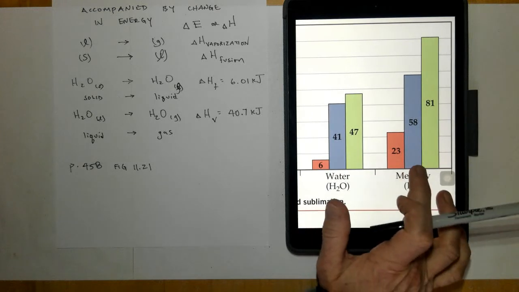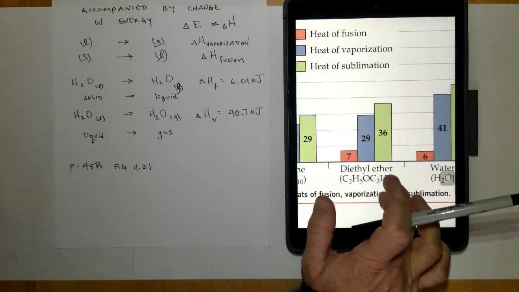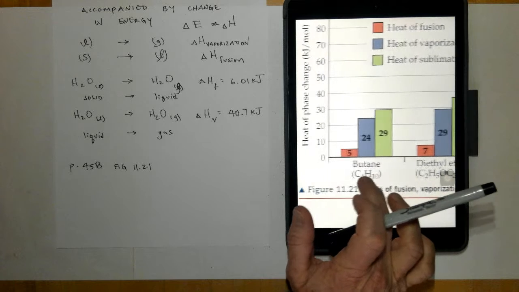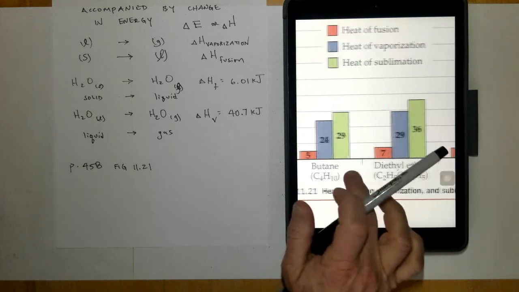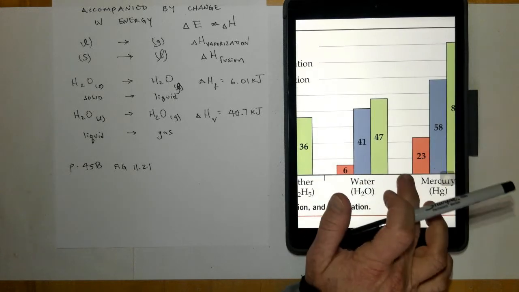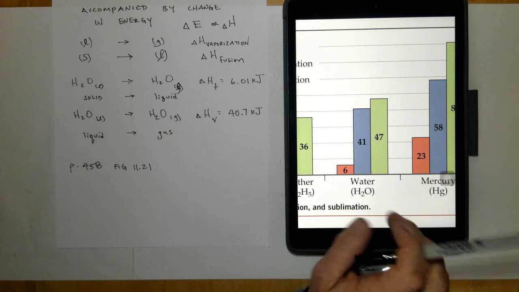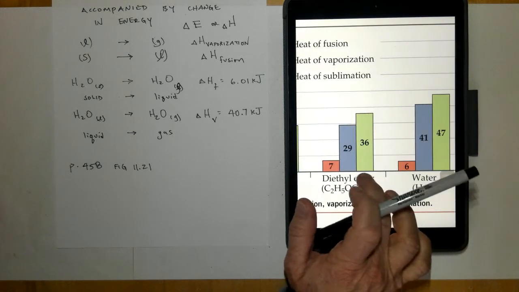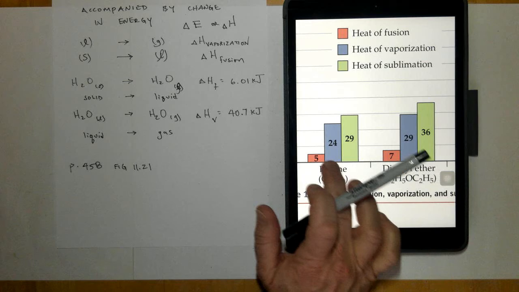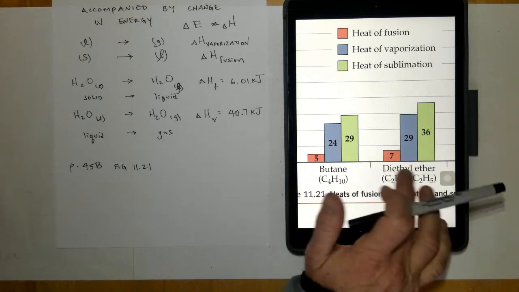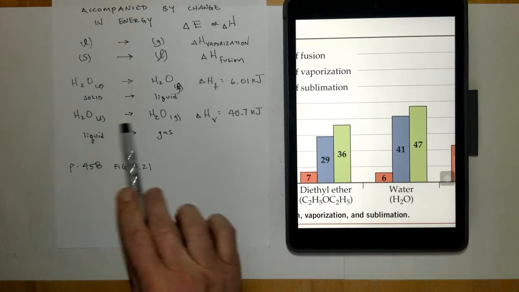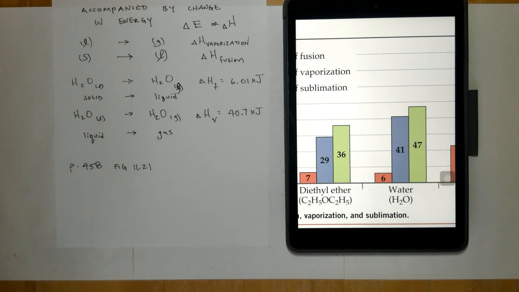You can see mercury's are a little bit bigger. You can see some other examples here in diethyl ether and butane right here. But for all of them, you'll notice the smallest one is from solid to liquid. And of course the biggest one is the addition of the two. But the heat of vaporization is always much larger because you're going from a liquid to a gas.